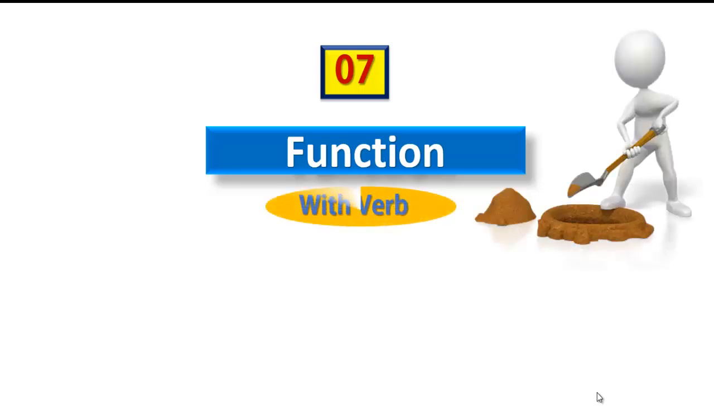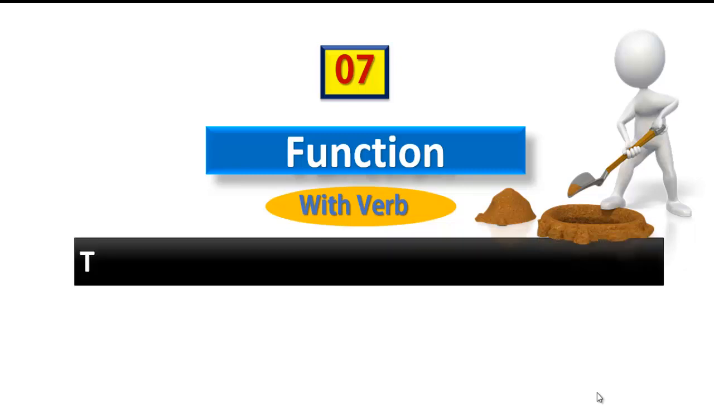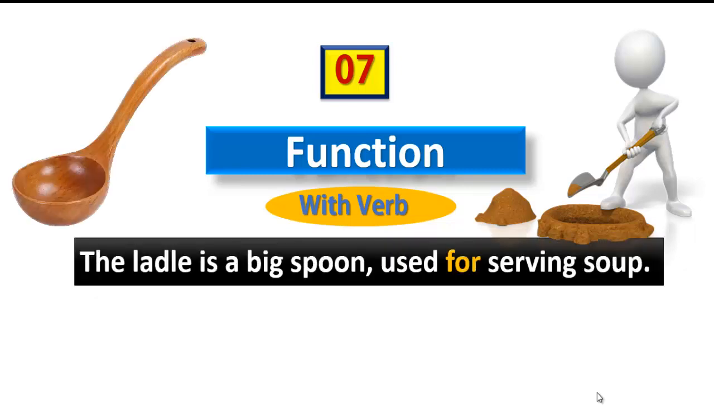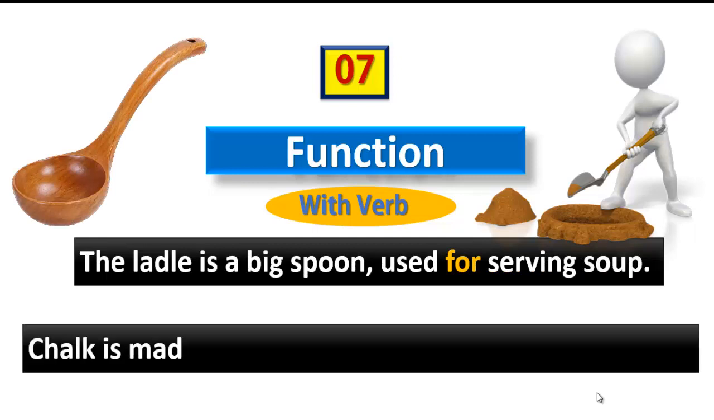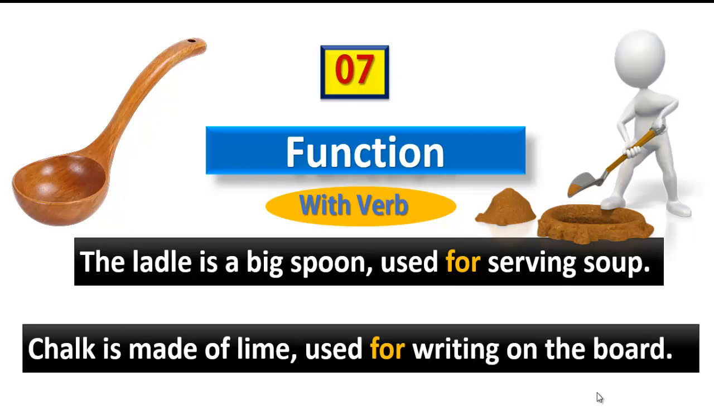Case number 7. "For" should be used for the function of something, and it should be used with a verb, especially with the present participle "-ing". For example, the ladle is a big spoon used for serving soup. Second example is, chalk is made of lime used for writing on the board. So here we have the -ing form of the verb.